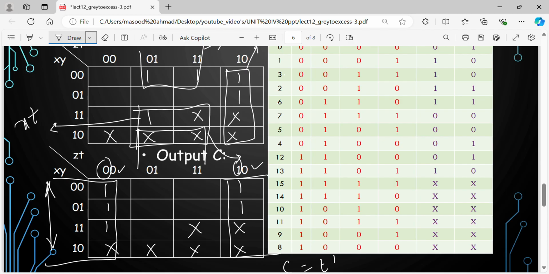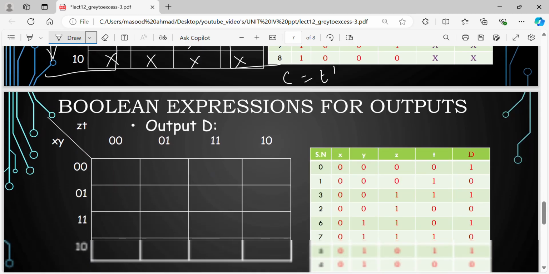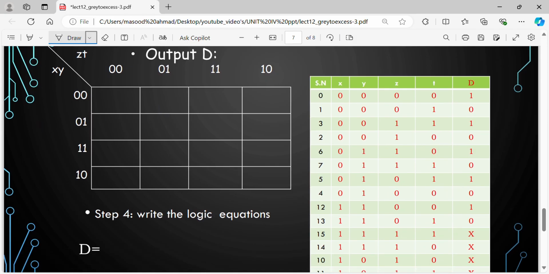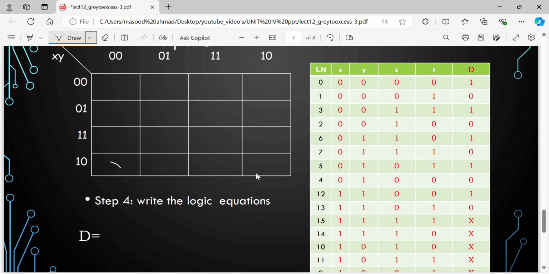Now further we will look into the next one. The next one is where we put the values for D. If you look at D, it is don't care for the last 6 entries. Then it is 1 for 0.